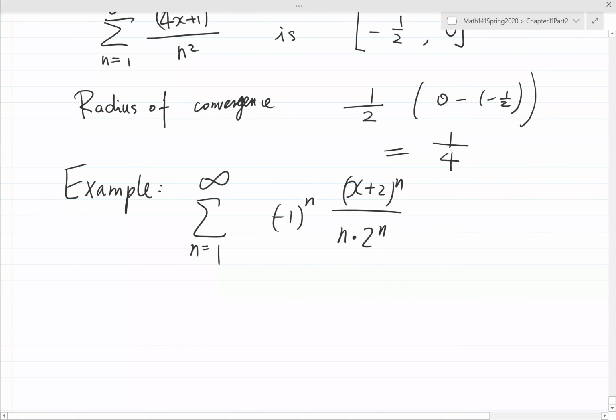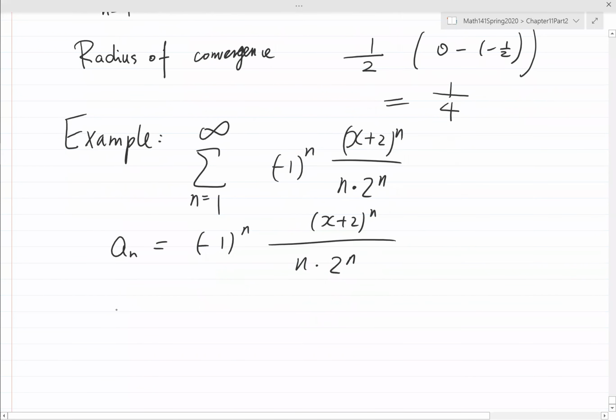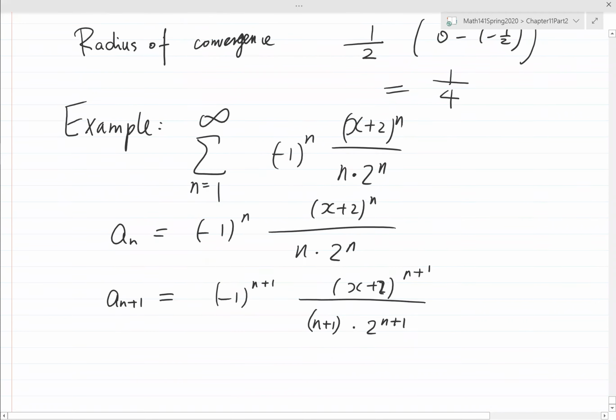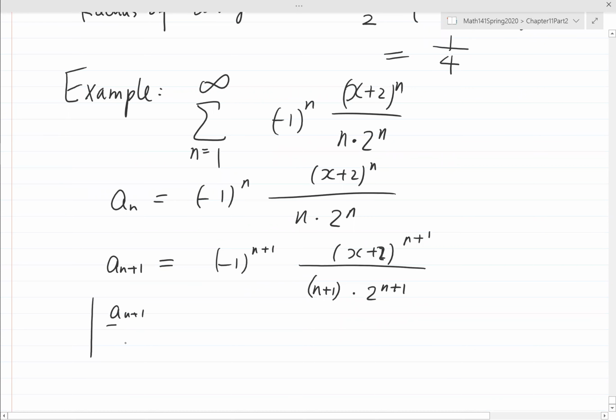Okay, this series. Now what we do is we find an, the general term. Now we use the ratio test. Find the next term, an plus 1. Replace n by n plus 1, everything else kept fixed: n plus 1 times 2 to the power n plus 1. And then take the ratio, an plus 1 over an. We flip an, keep an plus 1 fixed.